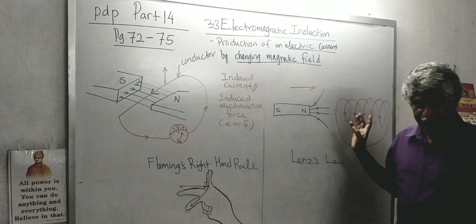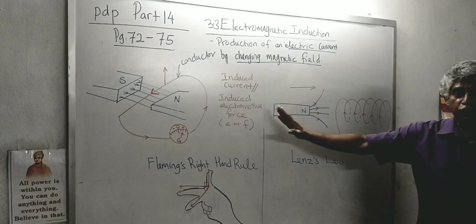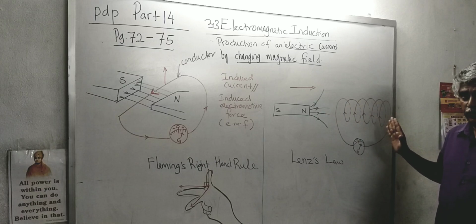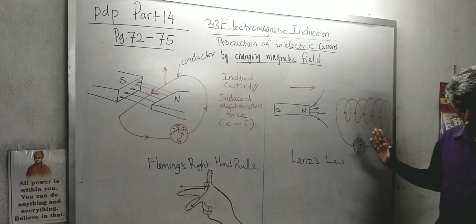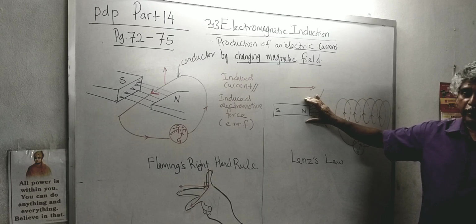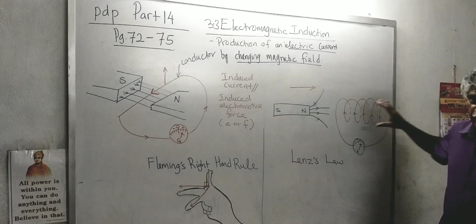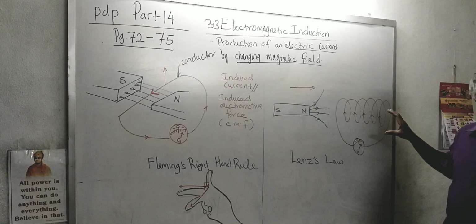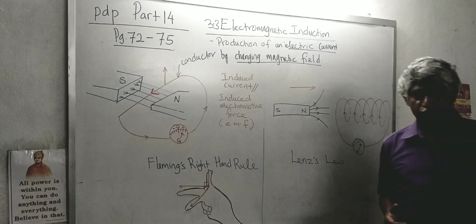And over here is the same also. Whether you move the magnet in and out of the solenoid, or you hold the magnet and you move the solenoid in and out of the magnet, both ways you can induce current.